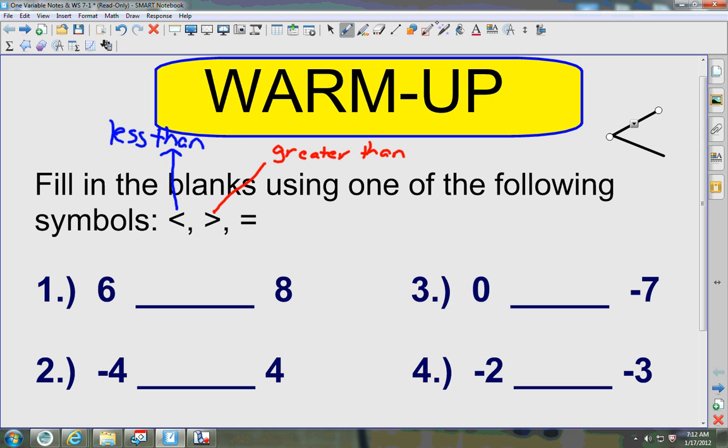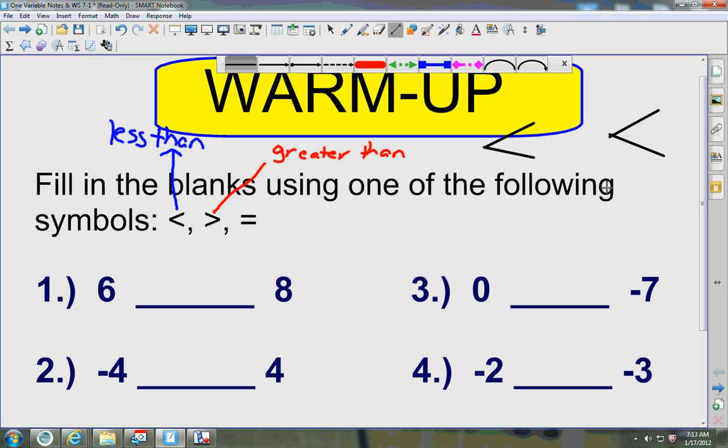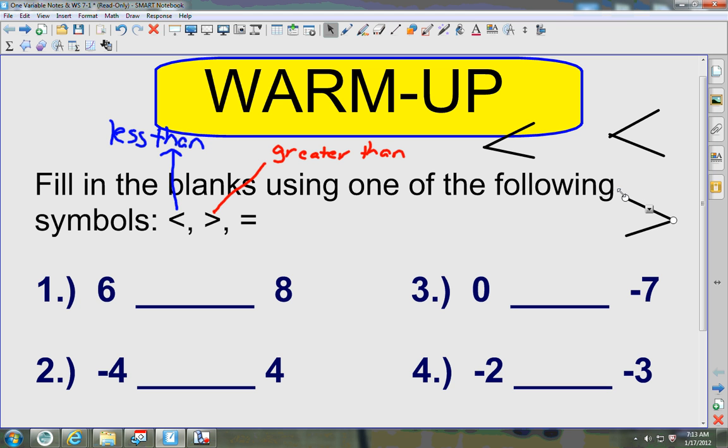If I try to do the same thing with those lines and open it up, that's not an L. That doesn't do anything for me, so it's just another way to try and remember which one is less than and which one is greater than. And this symbol we should already know is equal to.